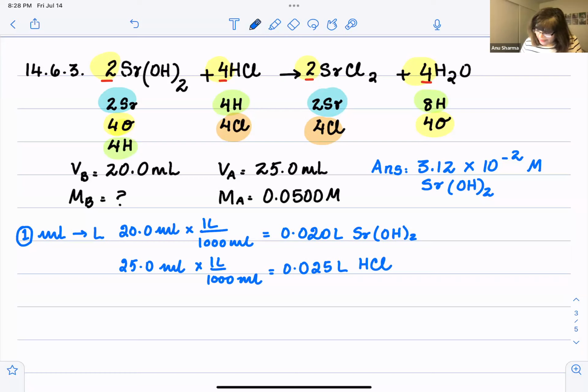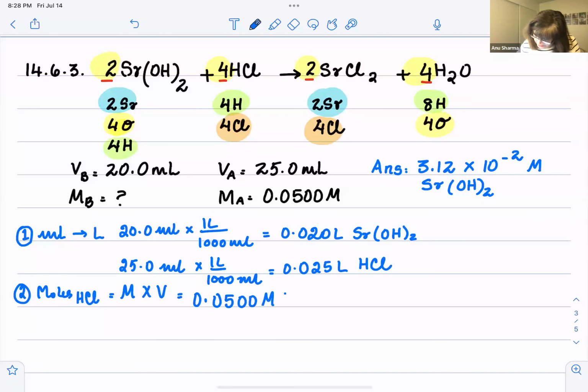This is one thing you have to do. Next thing is you are going to identify the moles of HCl. How will you do that? You're given the molarity, you multiply by the volume. The molarity is 0.0500 M times the volume, 0.025 liters. Then what do you get? 0.0500 times 0.025. And what do you get here? 0.0025. These are the moles of HCl.